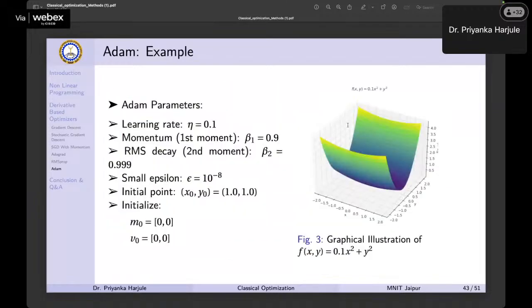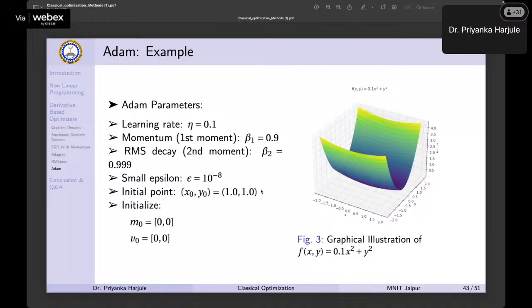So here is the same example that we saw for the RMS prop, in which RMS prop was getting slower after having good initial jumps. If we try to solve the same example using Adam, we take the momentum beta 1 to be 0.9 and the RMS decay, that is the second moment, beta 2 to be 0.999. These are called first moment and second moment, and these are also hyperparameters.